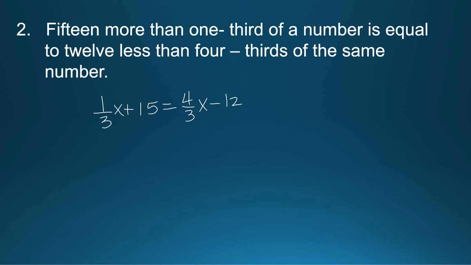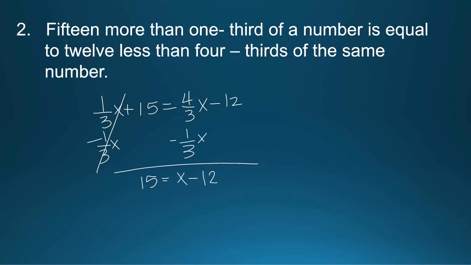So now we have like denominators, which makes this easy. We want to balance. I'm going to take the 1/3 x away from both sides. So 15 equals 4 minus 1, which is 3 over 3, which is just x, because it's 1x minus 12. Add 12 to both sides, and x equals 27. Okay, piece of cake. Let's try another one. Let's make it a little harder.